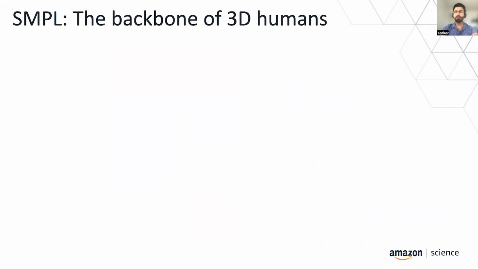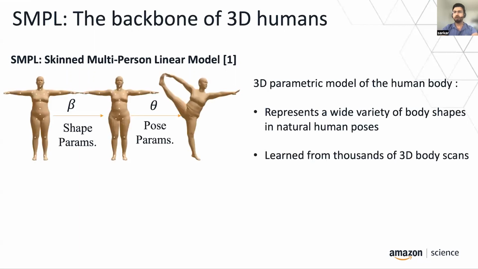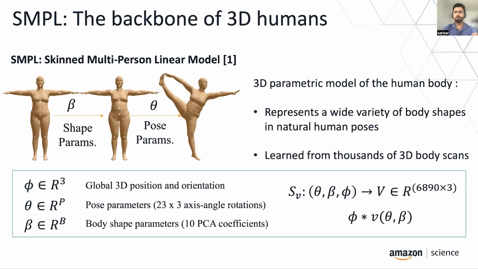Before we present our method, I would like to start with a brief introduction to SMPL and prior work. SMPL stands for Skinned Multi-Person Linear Model, which is a vertex-based parametric model that accurately represents a wide variety of body shapes in natural human poses. It is parameterized by phi that controls the global 3D position and orientation, and shape coefficients beta that control the body shape. As you can see in the figure, by changing the beta parameter, we can represent a wide variety of body shapes. And by controlling the theta parameter that controls the axis angle rotations, we can change the pose. SMPL is supplied with a linear blend skinning function SV, which generates a set of vertex positions V of a 3D mesh.